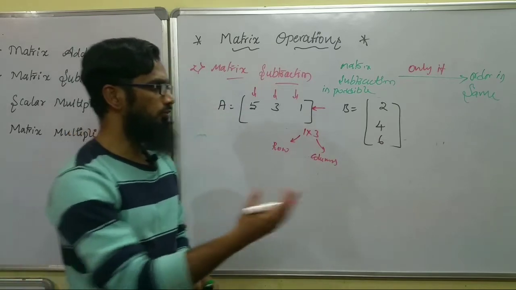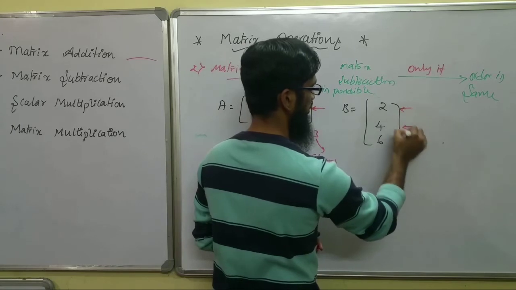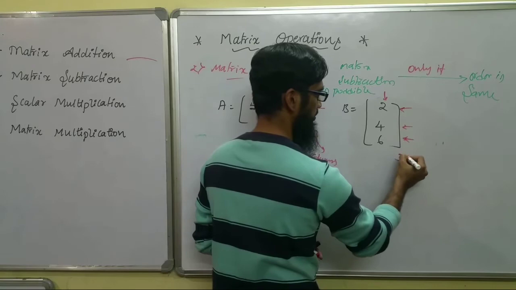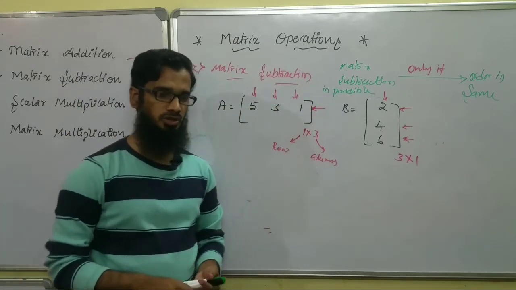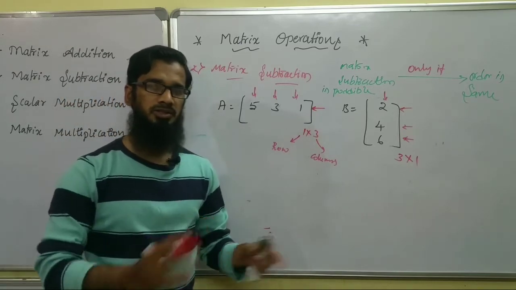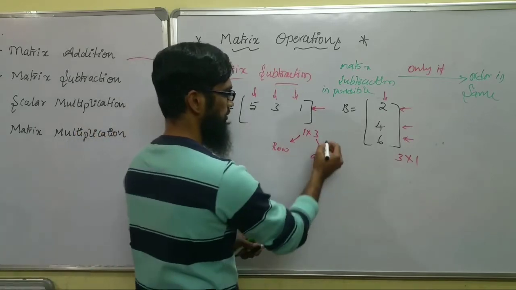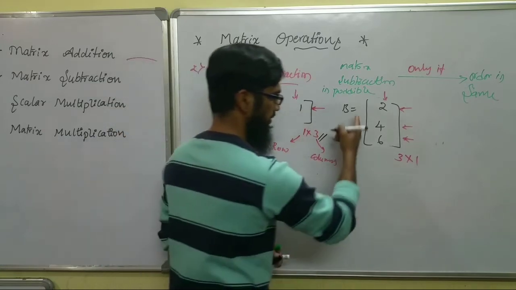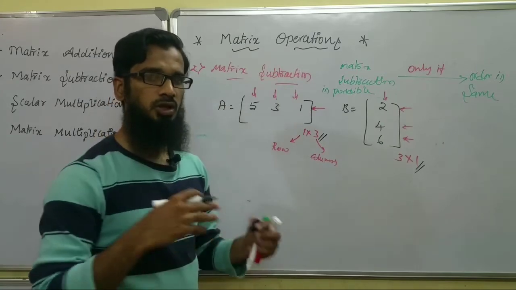Okay, now again we'll go for matrix B here. You can see 3 rows are there, 1 2 and 3, and there is only 1 column. So the order of the matrix becomes 3 cross 1. Now compare whether the orders of these matrices are the same or not. If it is the same, then only we can go for the next step, otherwise matrix addition or subtraction is not possible. Here the order of matrix A is 1 cross 3 and for matrix B it's 3 cross 1. So this is not possible since the order is not the same.